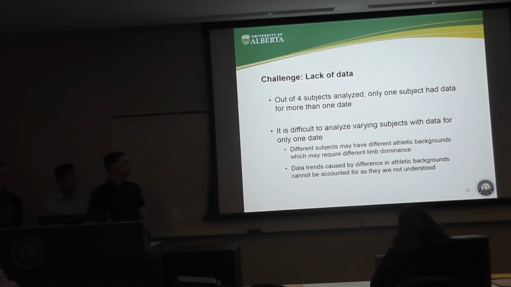So that's one issue. The other issue is that the data trends caused by differences in athletic backgrounds can't be accounted for, because each subject we looked at had a different background. So what might be normal or what asymmetry that subject might have might be normal for them, but it might not be normal for a different subject. So these trends, these differences are not really understood, and they cannot be accounted for currently.